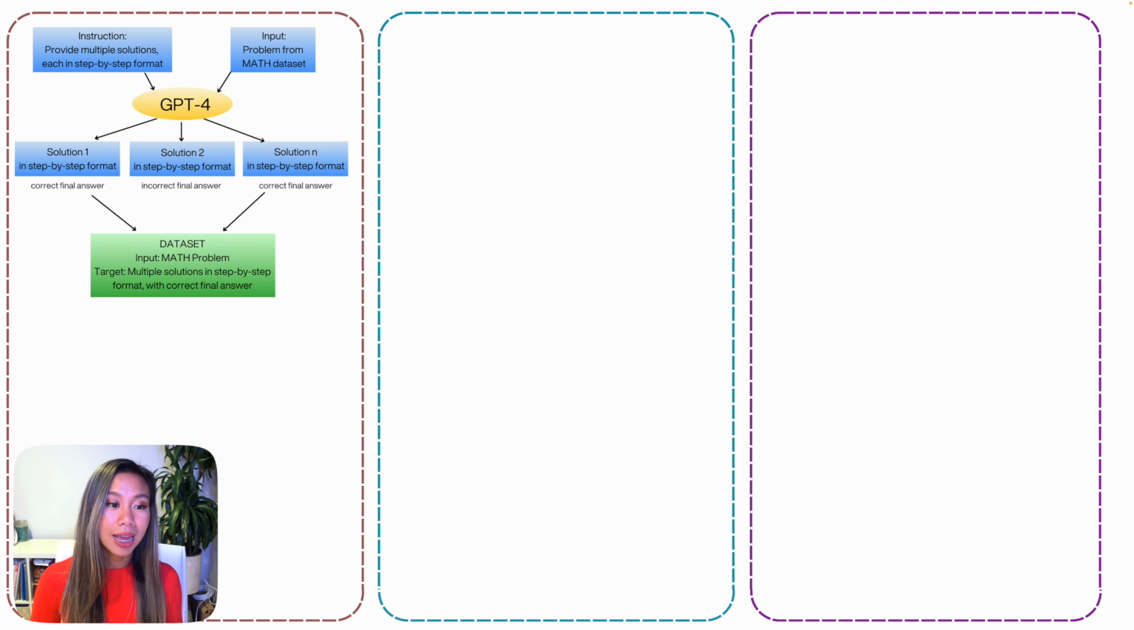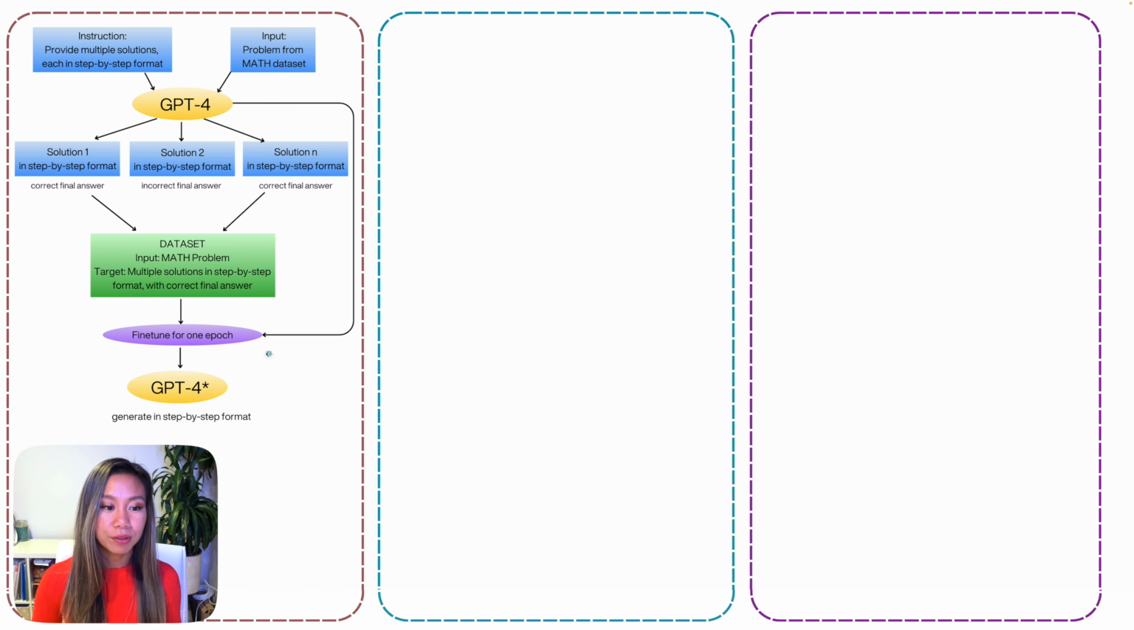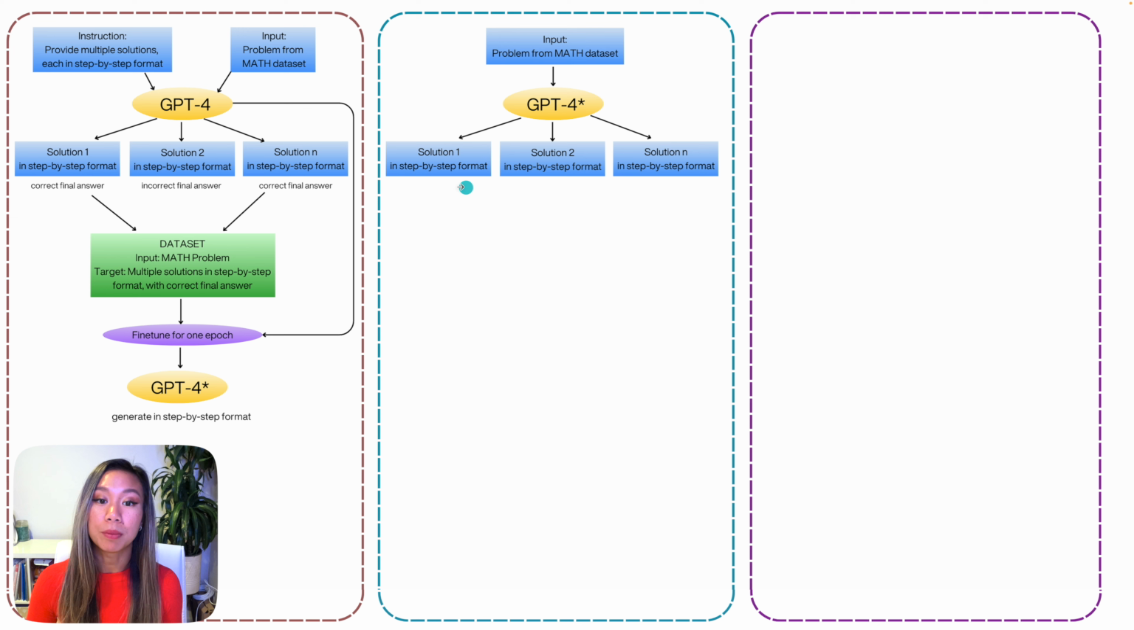You take this data set and you use it to fine-tune GPT-4 for one epoch, which will give you this GPT-4 star I've arbitrarily named to indicate that it's a specialized version of GPT-4 that can generate solutions in a step-by-step format. And that is how you train your generator and therefore your policy model. Now moving on to phase 1 to train the process reward model. Here the generator will already output multiple solutions for you in a step-by-step format. It doesn't need that additional instruction because it was already trained to do so.